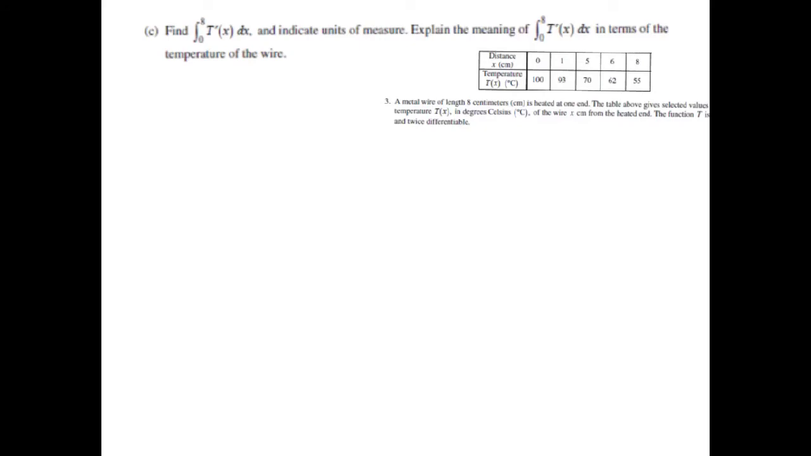Part C says, find the integral between 0 and 8 of T prime of x dx and indicate units of measure. Explain the meaning of the integral between 0 and 8 of T prime of x dx in terms of the temperature of the wire. We need to figure out what the value of the integral is. In order to do that, we're going to need to apply the fundamental theorem of calculus.